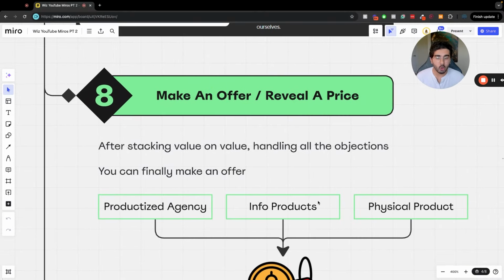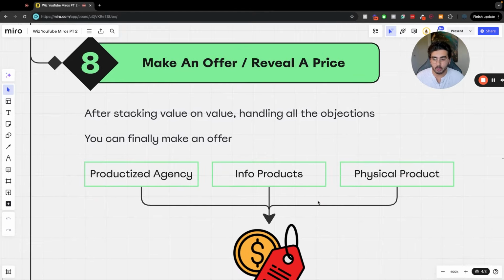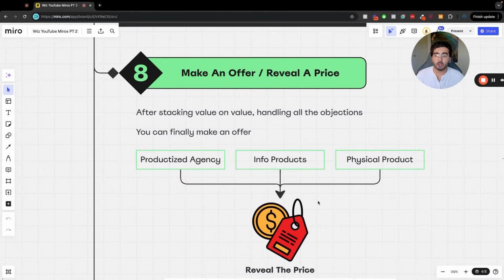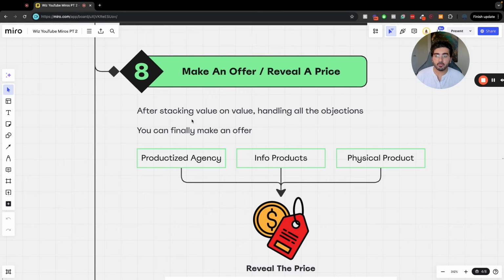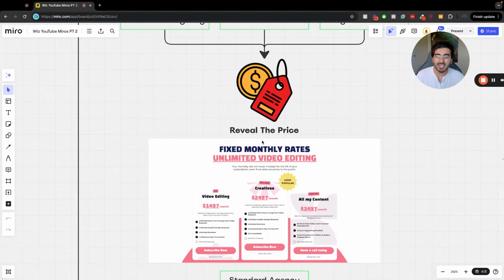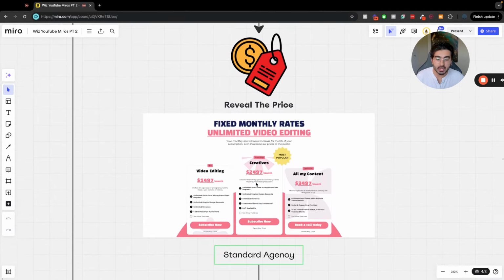Then from there, we're going to show the offer. We're going to make an offer. We're going to reveal the price. We don't always got to reveal the price, but we should show people that we do have an offer. So after stacking value on value, handling all objections, and you finally make an offer, you're going to show people what the end payment is or what the packages are you have.